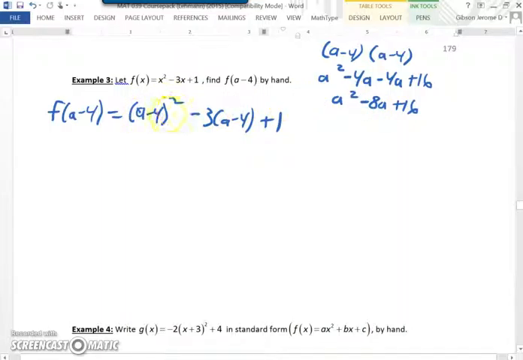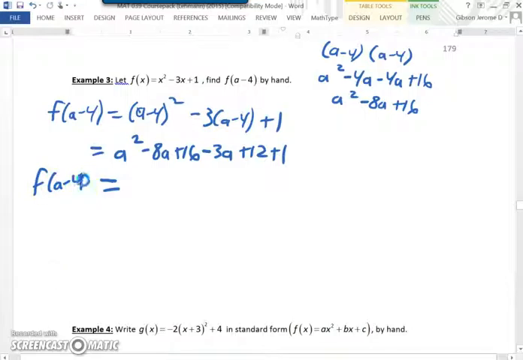Now this will replace the a minus 4 in parentheses squared. So it'll be a squared minus 8a plus 16. Now we would take this negative 3 times a minus 4. This would be a negative 3a plus 12 plus 1. Now, we want to combine the like terms. So we have f of a minus 4. We have a squared. Negative 8a minus 3a is a negative 11a. We have 16 plus 12 is 28 plus 1 is 29. So this is your final answer. Are there any questions?